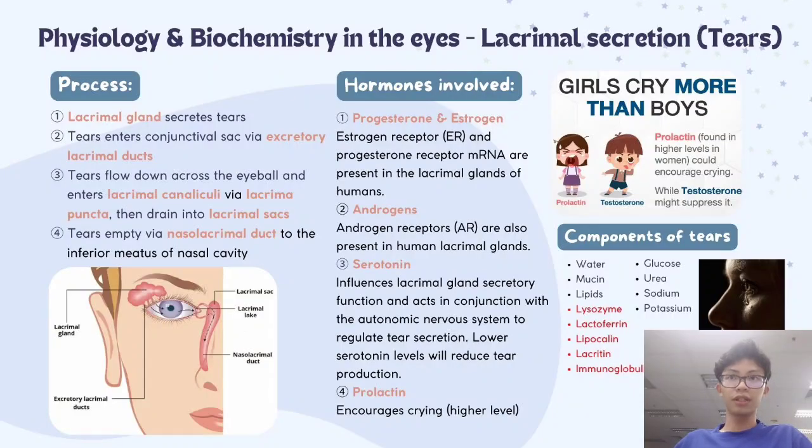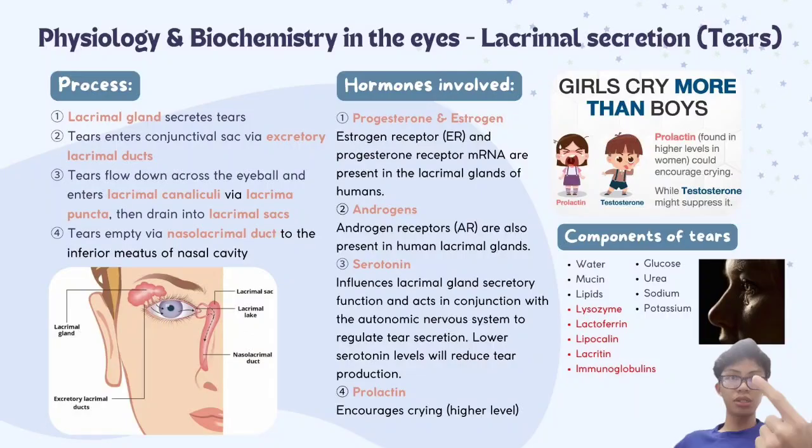The hormones involved in tear secretion are progesterone, estrogen, androgen, serotonin, and prolactin. Did you know that estrogen receptor (ER) and progesterone receptor mRNA are present in the lacrimal glands of humans? And then we have androgen receptor (AR) present in human lacrimal glands as well.